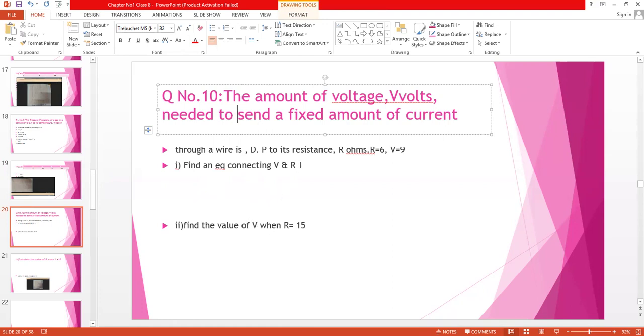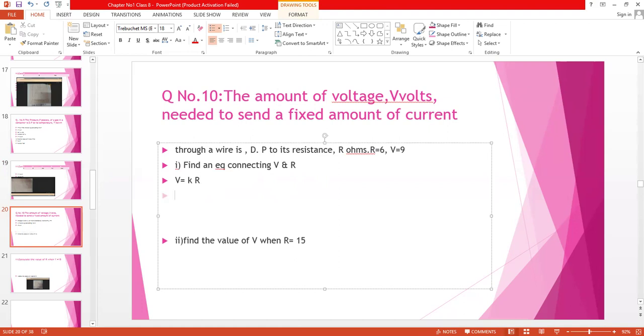So firstly, we have to start from this. Look here, which variable is written in the first place, V, and which is written in the last place, R. So initially I have to write V here. V is directly proportional, and for directly proportional I have to use K. V is equal to K R. Now I have to put its values. For R it is equal to 6, and for V it is equal to 9.